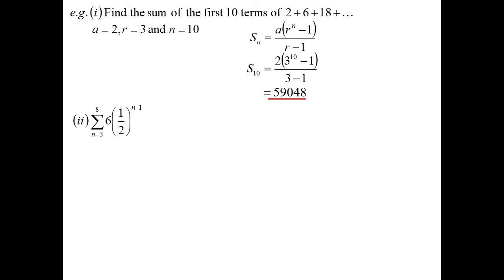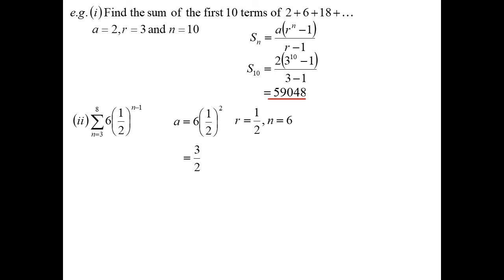Of course, we could have sigma notation, same as we did with the arithmetic ones. But be careful here. You'll notice the first term is actually n equals 3, not n equals 1. So let's extract the information. Our first term, n equals 3, will be 6 times a half squared, and that ends up being 3 on 2. The common ratio is a half.